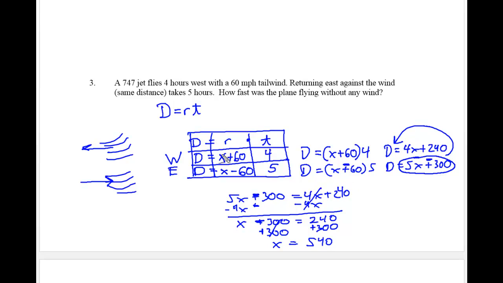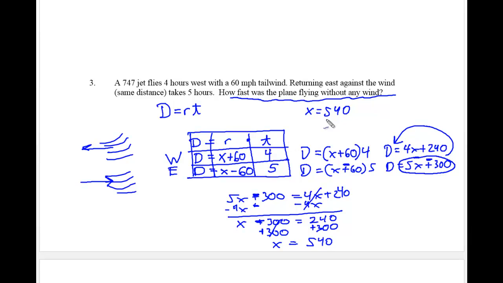So the speed of my plane, my rate, because it says how fast is the plane flying without any wind, x is 540 miles an hour. Now, that means if I'm going with the wind, going west, I'm traveling 600 miles an hour. And if I'm going against the wind, going east, I'm traveling 480 miles an hour.